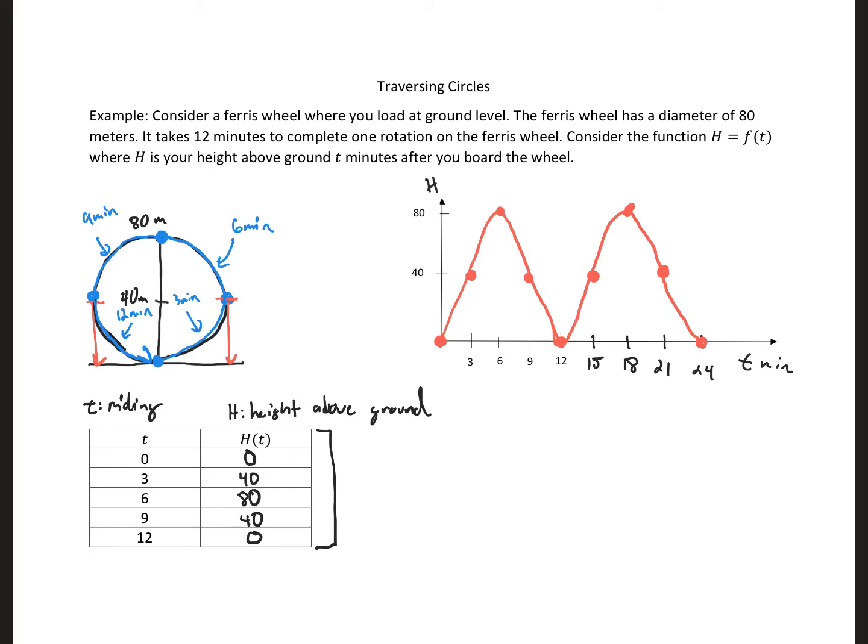The first one is what we call the midline. It's the exact line that would put half of the points above the graph and half of them below it. This would be the midline. We would say the equation of this line is h equals 40. Our output variable equals 40.